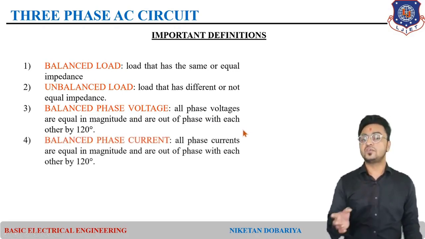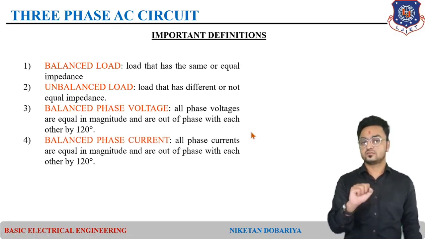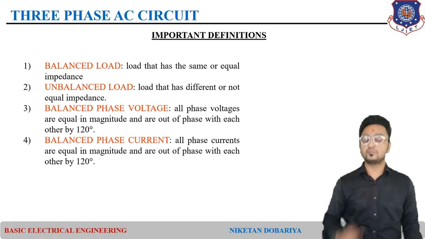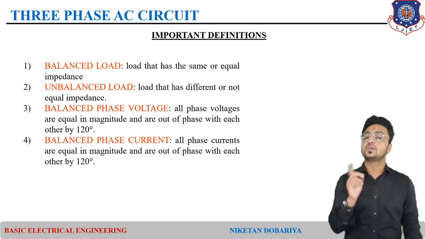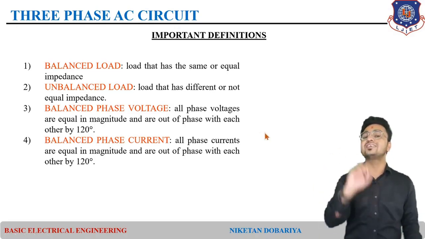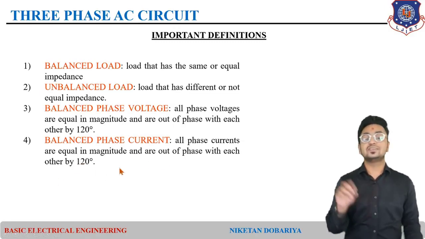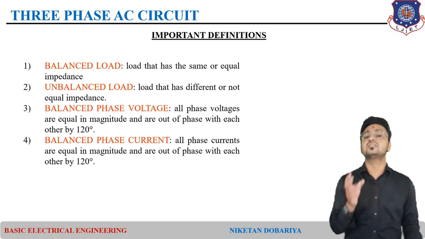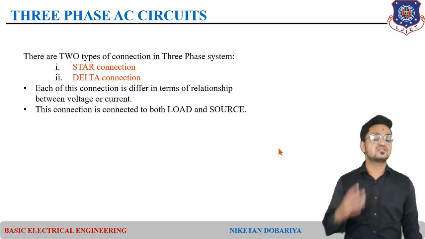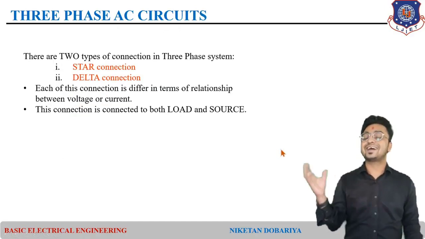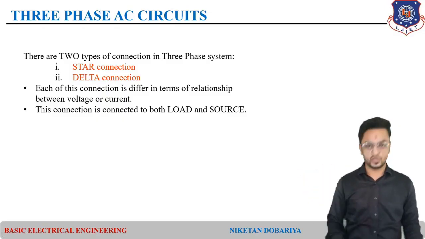In the same way, balanced phase current. If in all phases the currents have the same magnitude, as well as the phase angle displacement between these three phase currents being 120 degrees, then we can say balanced phase current. These three currents or three voltages are in a balanced condition. If this condition is not fulfilled, then we say unbalanced current or unbalanced voltage.